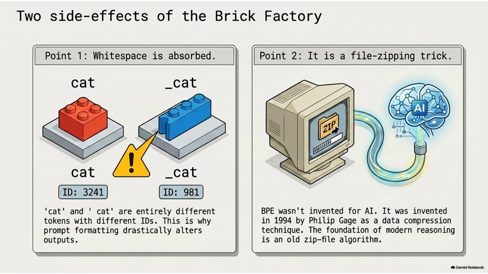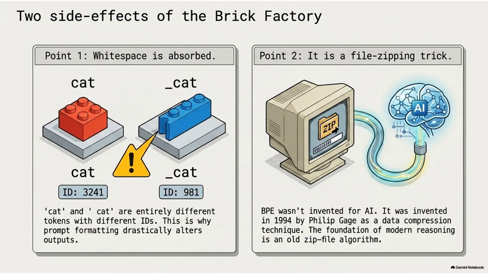These are not the same token. They are not variations of each other. They are two completely different entries in the vocabulary with two completely different identity numbers, 3,241 and 981, which means the spaces and line breaks in your prompt are not invisible formatting. They are real pieces of input, and that is one honest reason why reformatting a prompt sometimes changes the answer far more than it feels like it should.